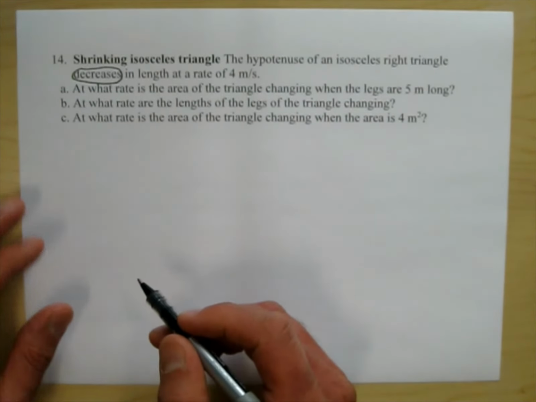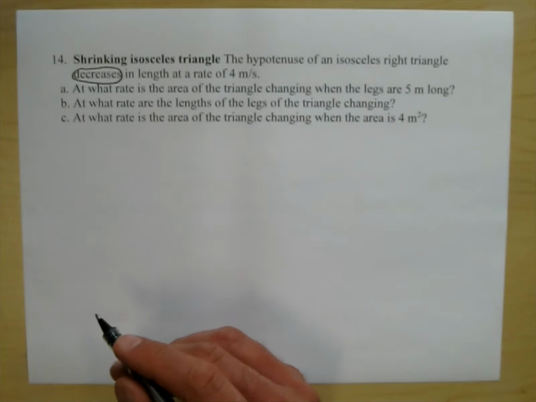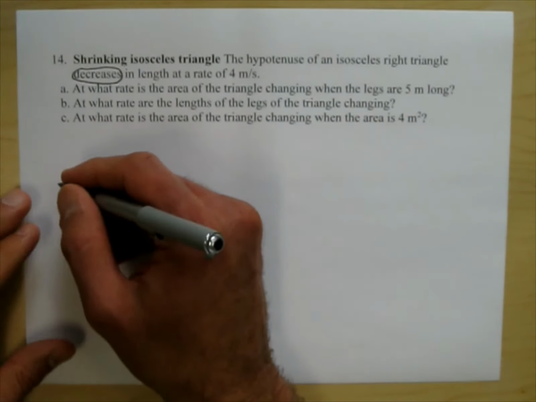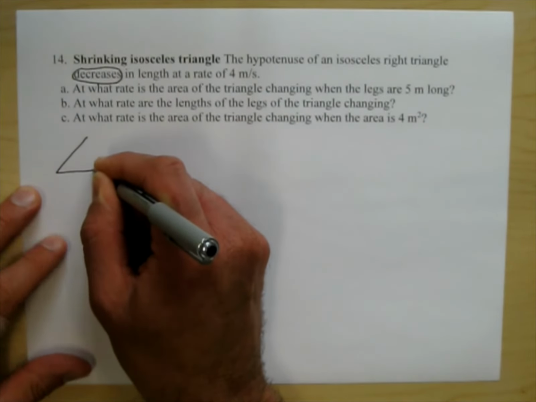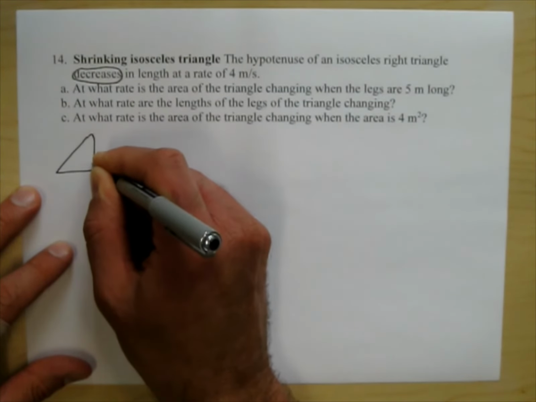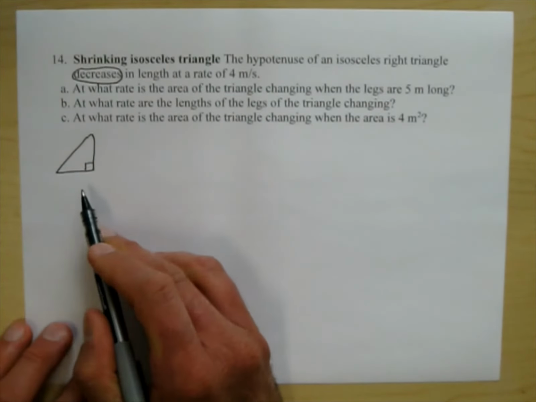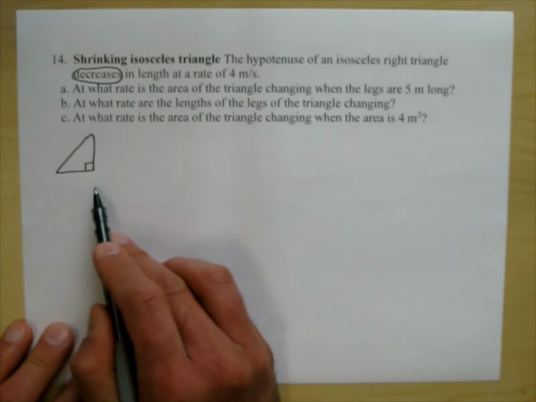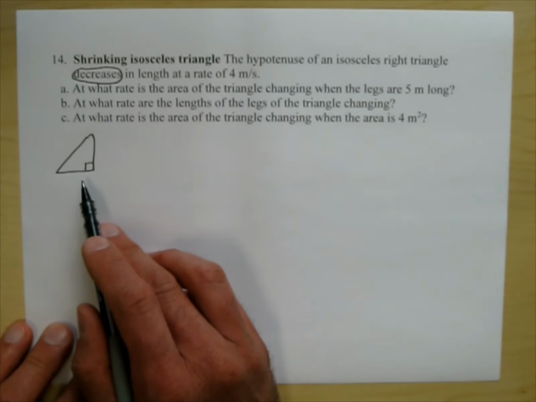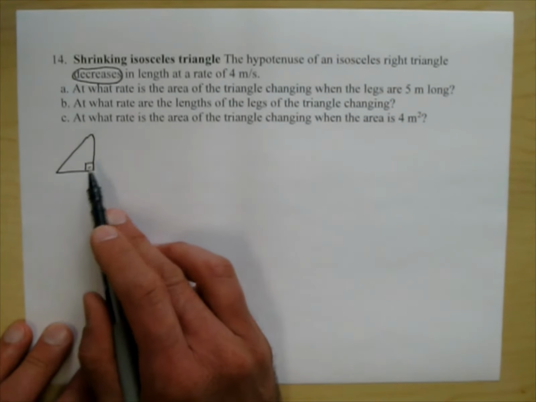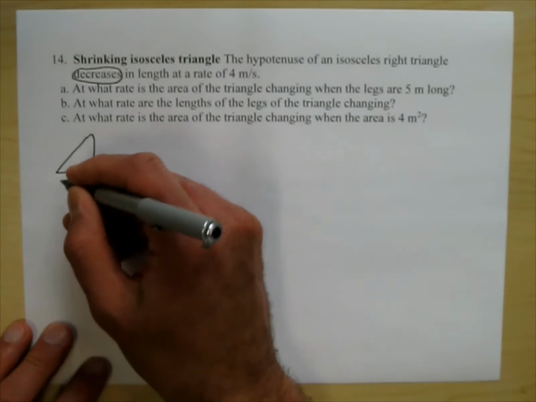So let's draw the picture here. I'll draw the picture right here. It's a right triangle. So it looks like this. It's isosceles, which means the legs are equal in length. And we could just label those legs some letter, like maybe X.